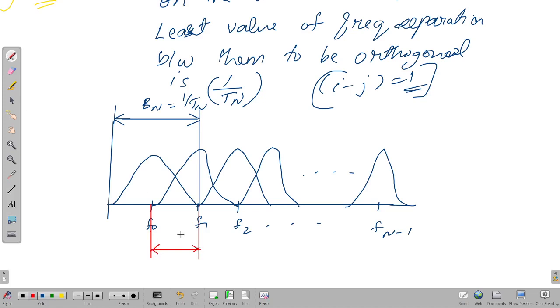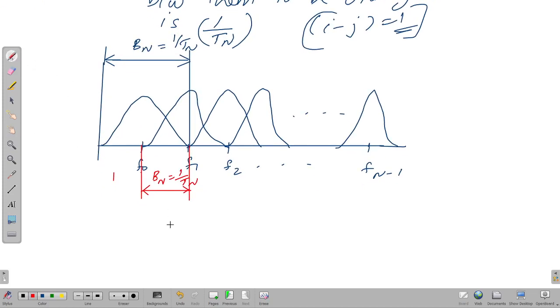The least value of frequency separation is Δf, which is equal to 1 by Tn. So f1 is equal to f0 plus 1 divided by Tn, and you can have multiples: f2 is f0 plus 2 divided by Tn, etc.